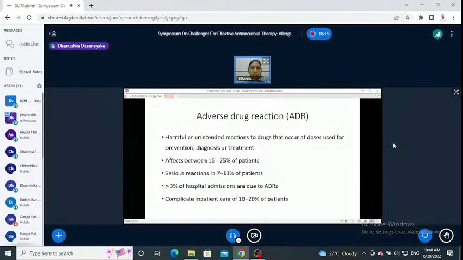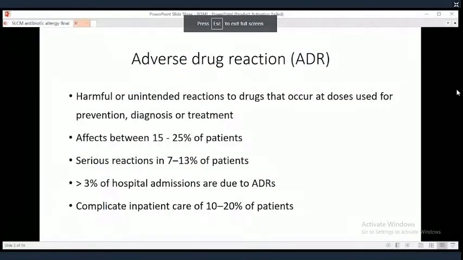So adverse drug reaction is defined as a harmful or unintended reaction to drugs that occurs at doses used for prevention, diagnosis or treatment. So this is a fairly common thing to happen. It can affect between 15 to 25% of patients who are prescribed medicine. In 7 to 13% of them, they may experience serious reactions. And it is also said that slightly over 3% of all hospital admissions are due to adverse drug reactions. And if you take patients who are receiving inpatient care, in about 10 to 20% of patients, the management can be complicated because of adverse drug reactions.